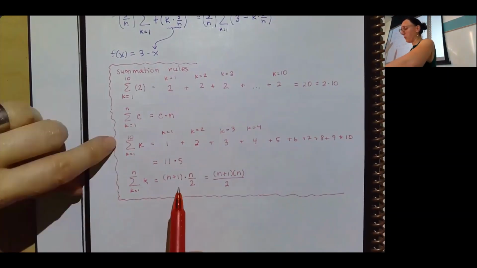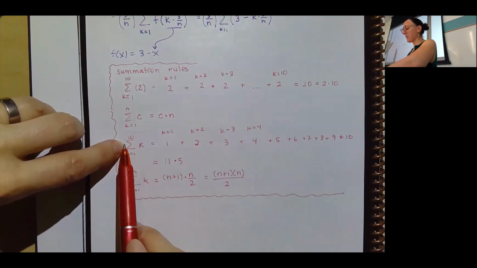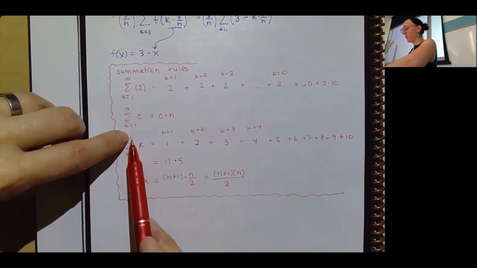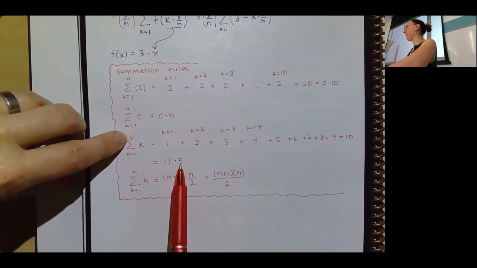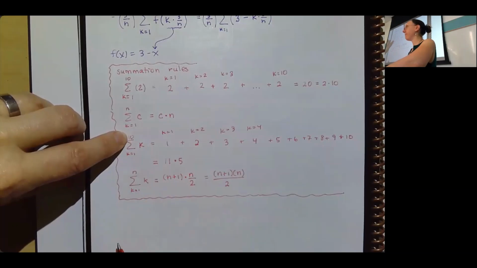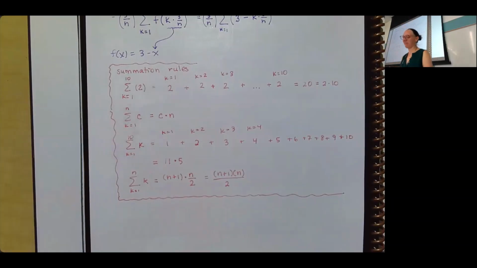And just to go back to what that looked like for us, 10 plus 1 was our 11, and 10 divided by 2 was our 5. One of these two numbers will always be even, so it'll be okay that we're dividing by 2. Okay, now we are armed with everything we need to really do this problem.